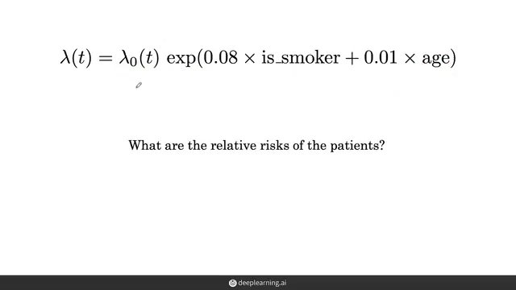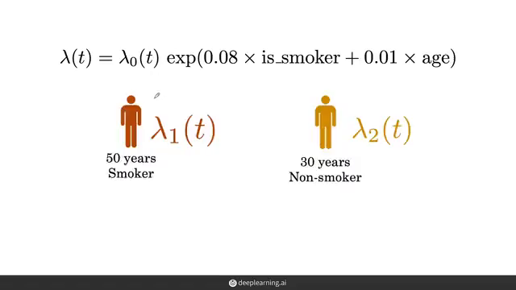And we can use this model of a hazard to determine what are the relative risks of patients. For example, if we had two patients, patient 1 and patient 2, and patient 1 had the following characteristics. They were 50 years old and they smoked, and patient 2 was 30 and they did not smoke, then can we compare the relative risk of patient 1, which is represented by the hazard, with the relative risk of patient 2?